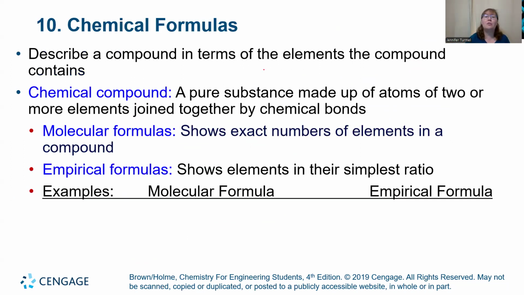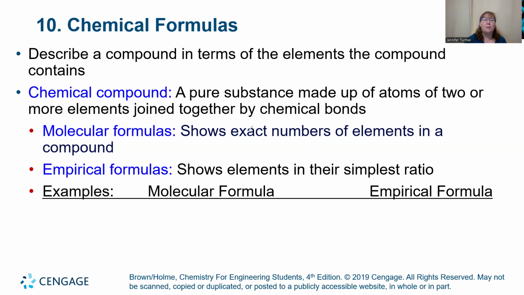All right, so chemical formulas, and this is what we were looking at just a minute ago. Chemical formulas describe a compound in terms of the elements that the compound contains. A chemical compound is a pure substance, and it's made up of atoms of two or more elements joined together by chemical bonds.